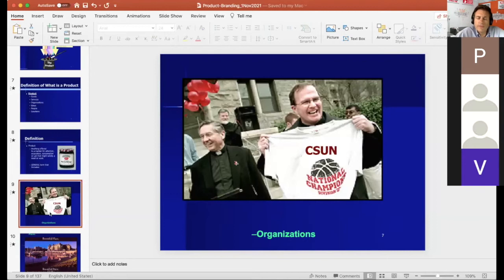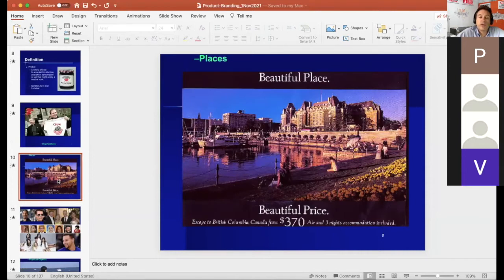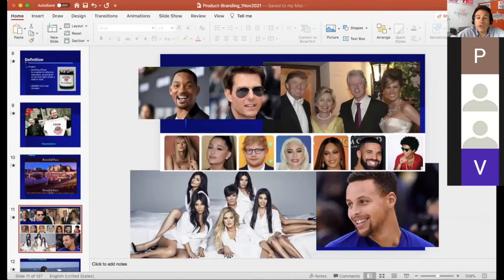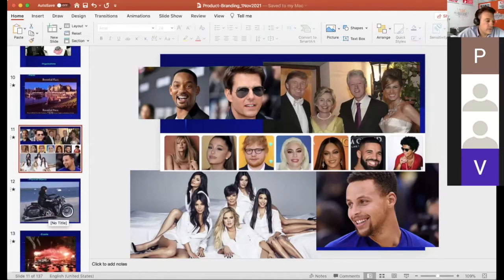So is CSUN a product? Yes, CSUN is a product, but it's more specifically an organization. But it's also a service. What is the service? The service is education, okay? What are holiday destinations? They are places. What about people? People are products. A sports person, a politician, an actor, a singer is also a product, being that can be marketed. So in Los Angeles, it's more common than in other cities that you market people because there is a lot of entertainment done in the city.